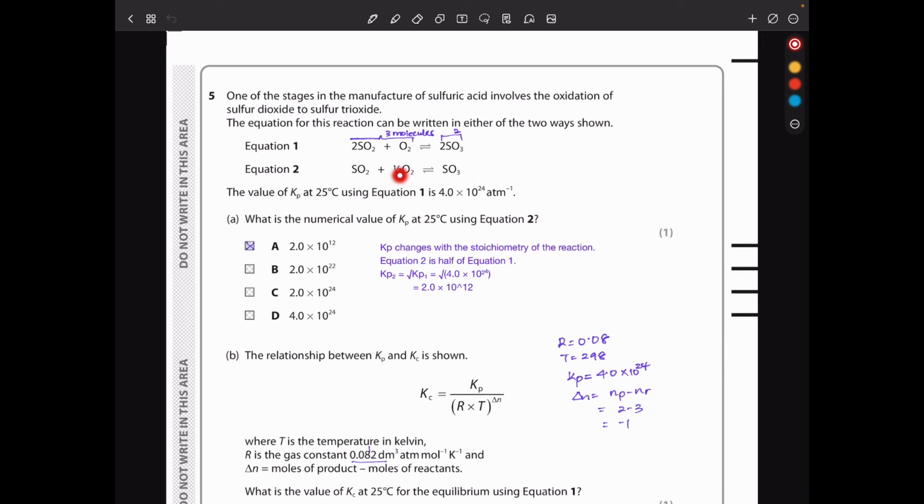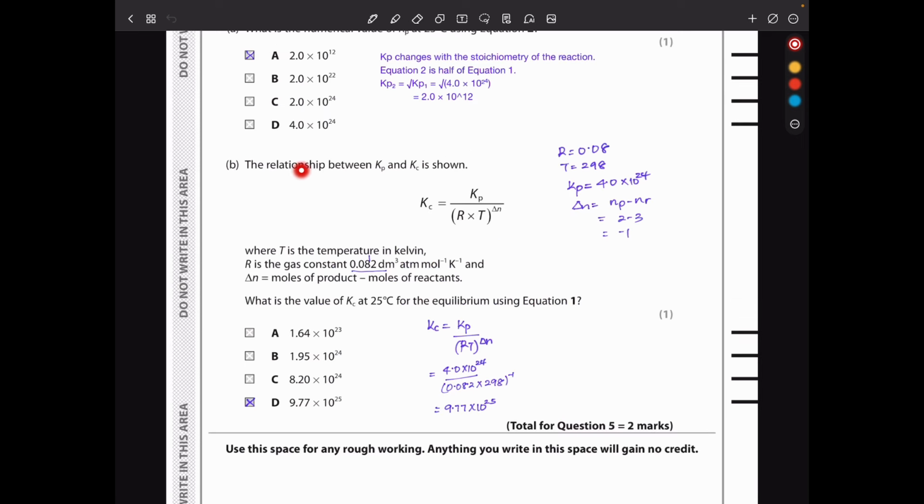We see equation 2 is half of equation 1, meaning to find the Kp of this, we're going to get the square root of the Kp of the first equation. So Kp2 should equal the square root of Kp1, which is equal to the square root of the value given. And so the answer is 2.0 times 10 power 12, which is A.